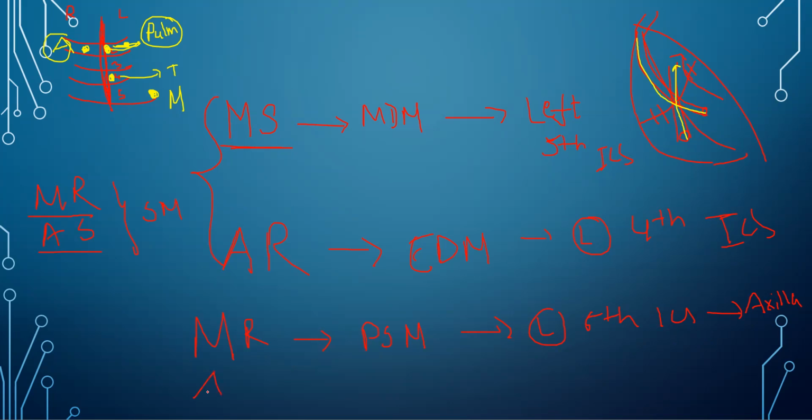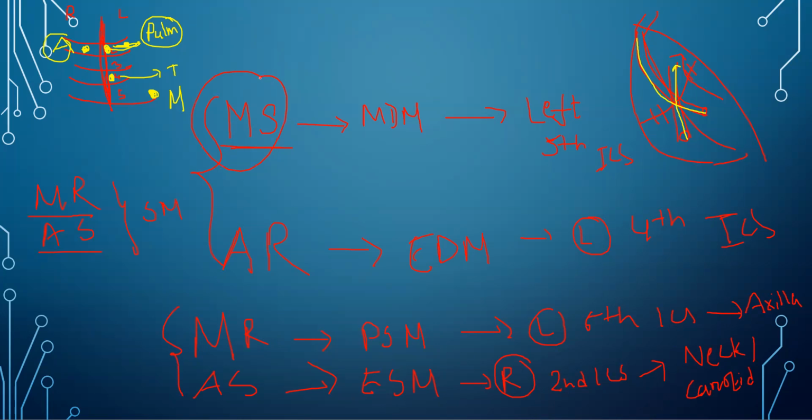And then we have aortic stenosis, which gives you an ejection systolic murmur. That murmur will be in the right second intercostal space, and it can radiate to your neck or carotid area. So these two systolic murmurs radiate.